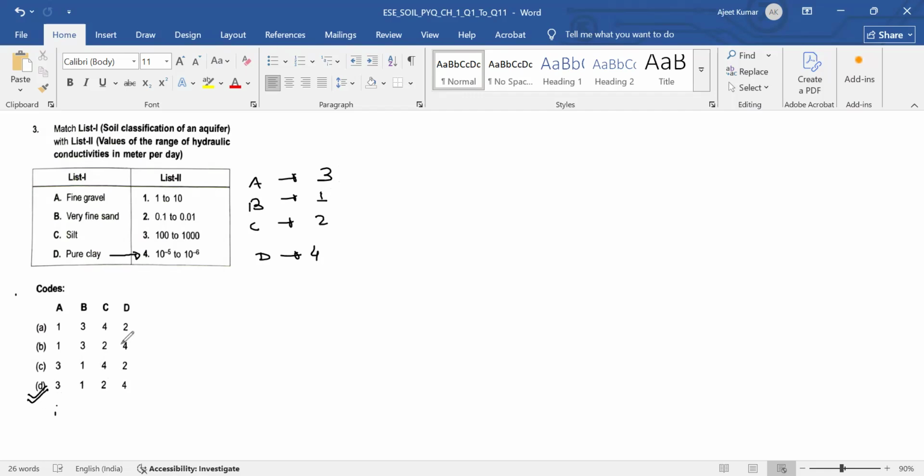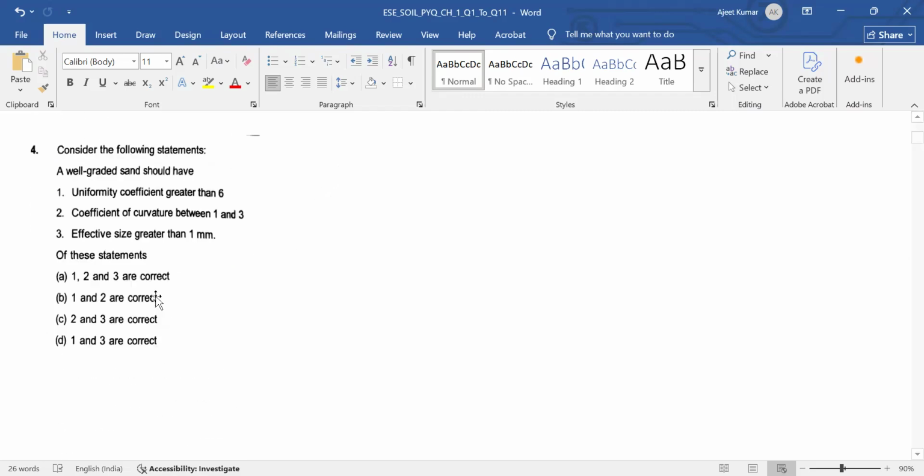So for question 3, answer D. Okay, now the next question is question number 4. Consider the following statement: a well-graded sand should have a uniformity coefficient greater than 6. Yes, this statement is correct. Cu must be greater than 6.